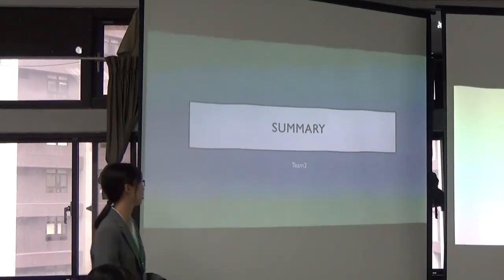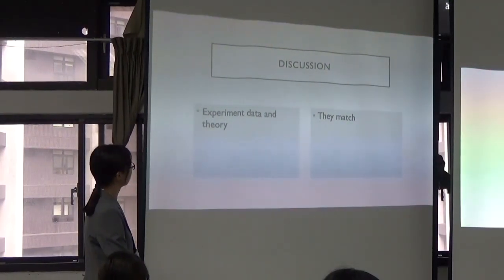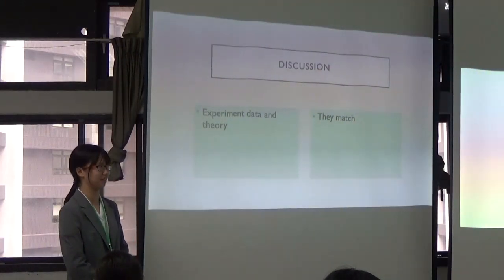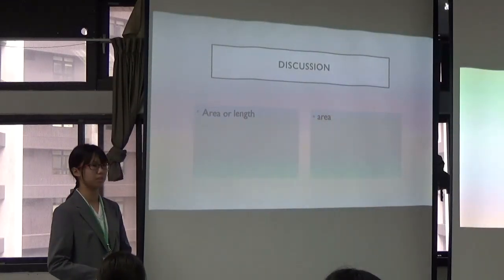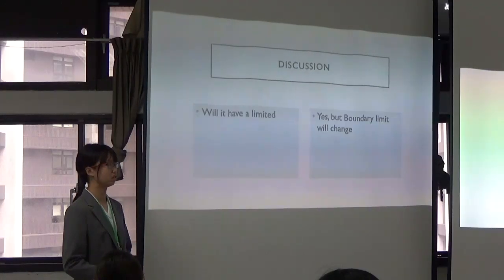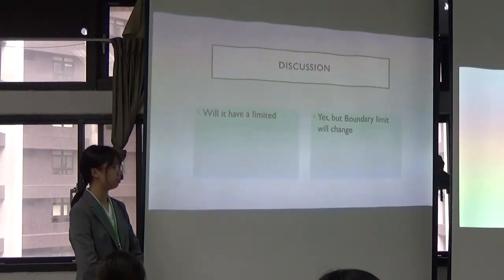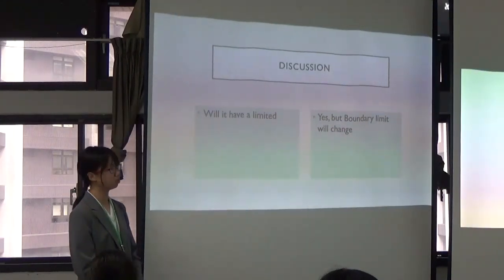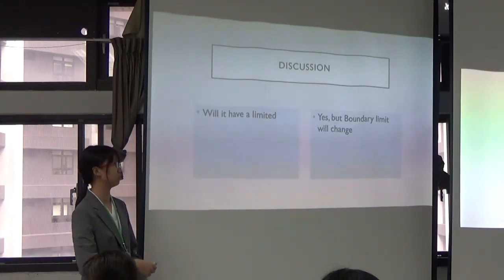So this would be our summary. So the opponent asked me how my experiment data and theory match, and I said they match. And so he asked me whether the area of the paper or the length of the paper influence our experiment. I think the area is more important. And he asked if there will be a limit about our critical height or other conditions. And I said there will be a boundary, but when we check other conditions, the boundary also changes.